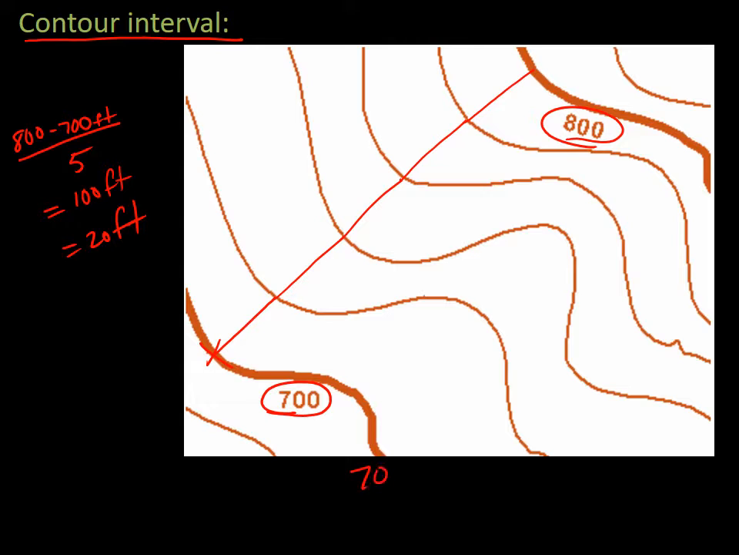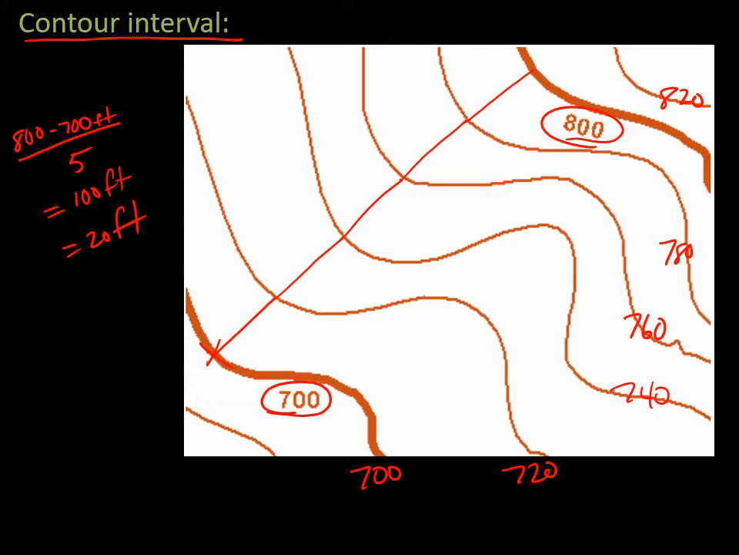This line represents 700. This one is 20 more, 720. This one is 20 more, 740. This one is 20 more, 760. This one is 20 more, 780. This one we already know is 800, so this one up here must be 820.